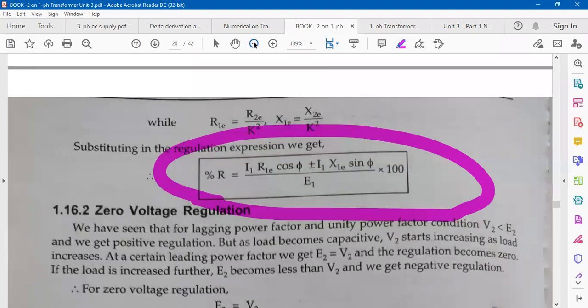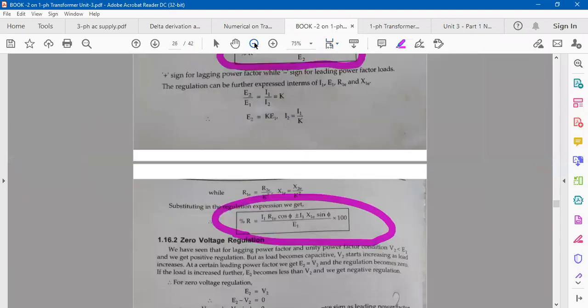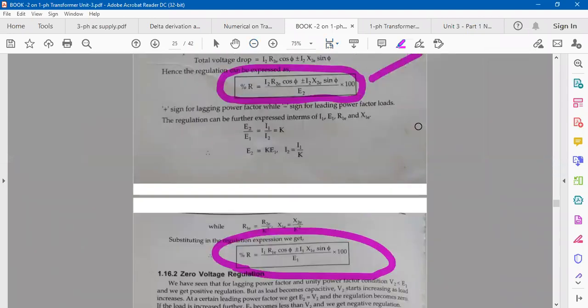Is this clear to everyone? Yes, ma'am. It's not there in your syllabus, directly the formula you have to use. Now you can see both the formulas on one screen. The upper one is referred to secondary and the lower one is referred to primary.